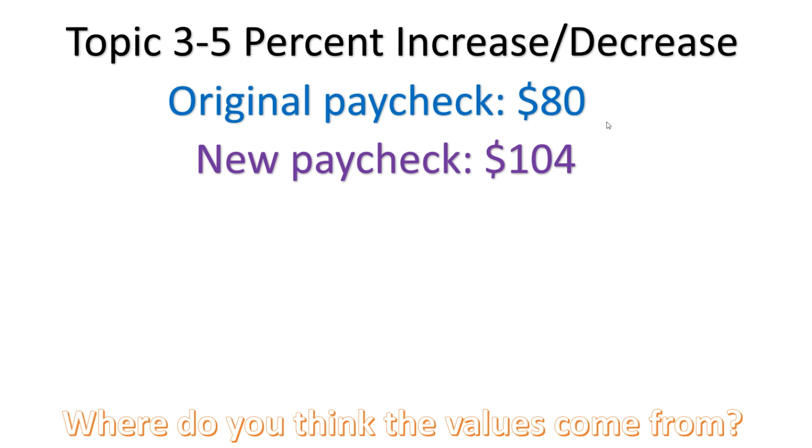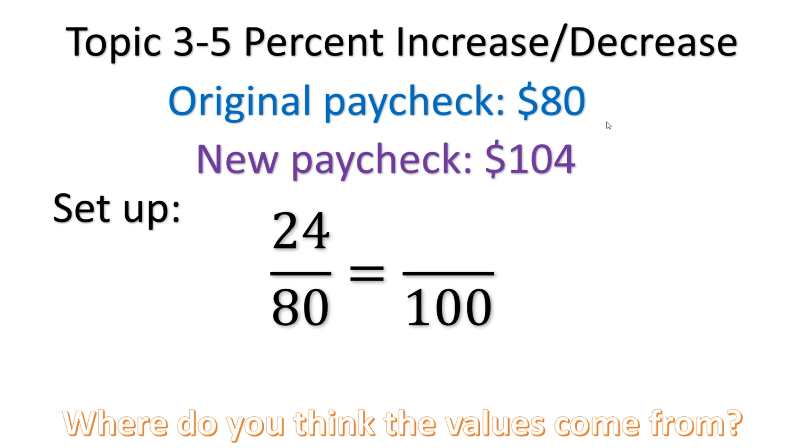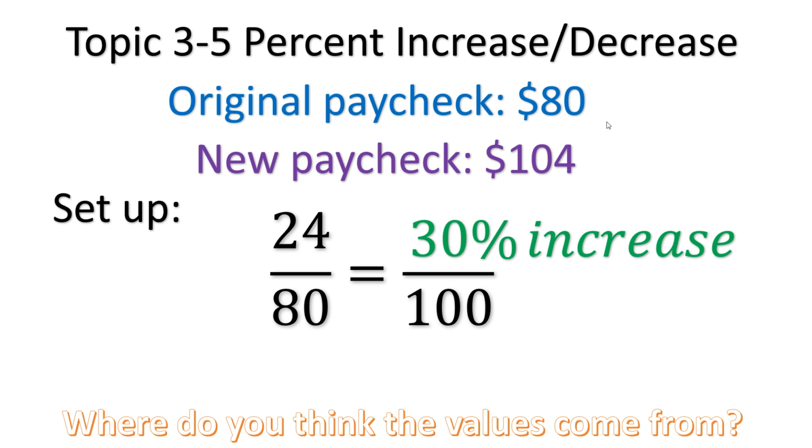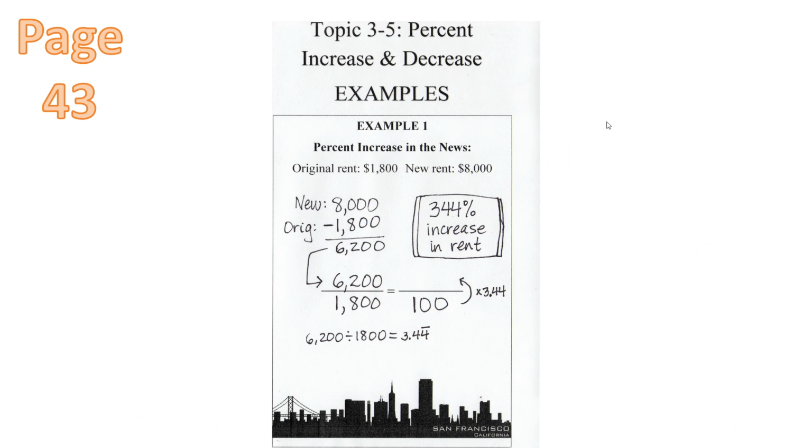Here's another problem. The original paycheck is $80. The new paycheck is $104. Here's the setup. Where do you think the 24 comes from? Where do you think the 80 comes from? This answer would be 30%. And in this case, it's increasing because it goes from 80 to 104. So it's a 30% increase.